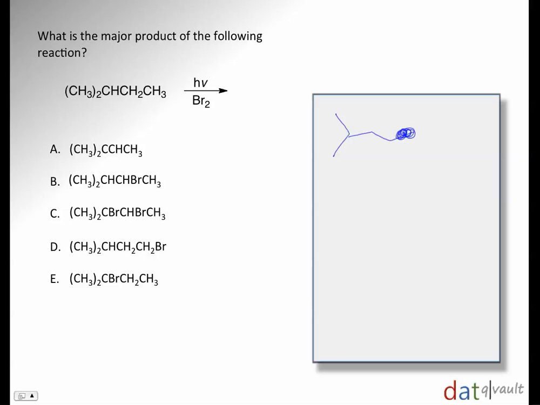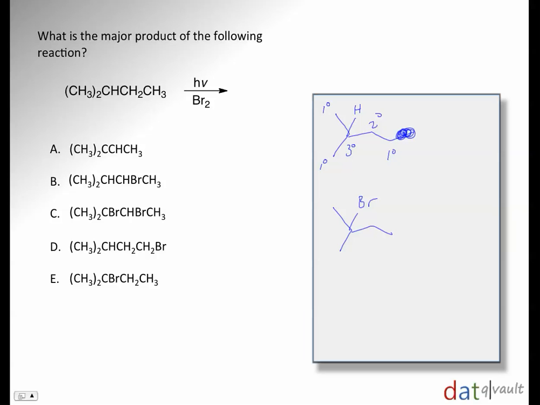So remember that a radical addition of bromine to an alkane is highly selective for tertiary carbons over secondary carbons over primary carbons. So here we have a primary carbon, and a primary carbon here. Here we have a secondary carbon, and here we have a tertiary carbon. So this hydrogen is going to be the hydrogen that's abstracted the fastest, and if we replace that hydrogen with a bromine, we get this molecule right here.